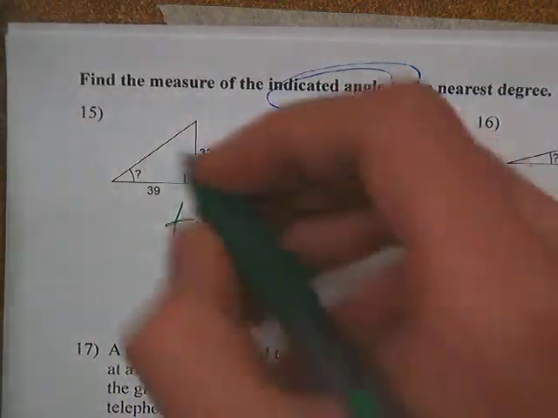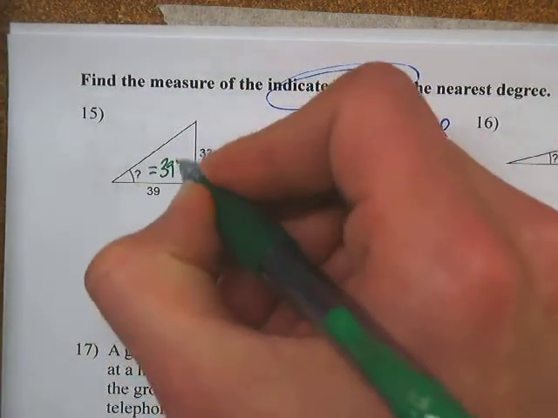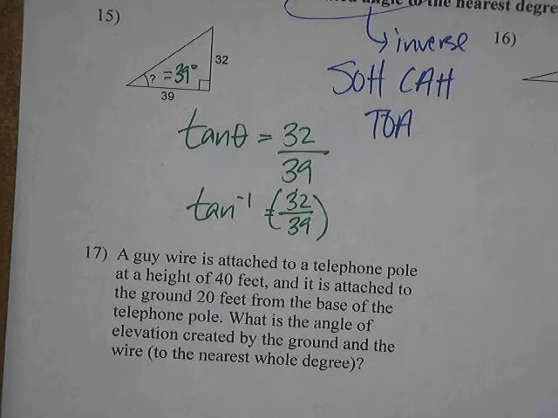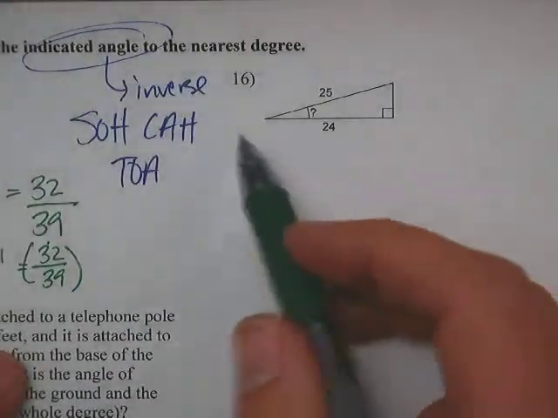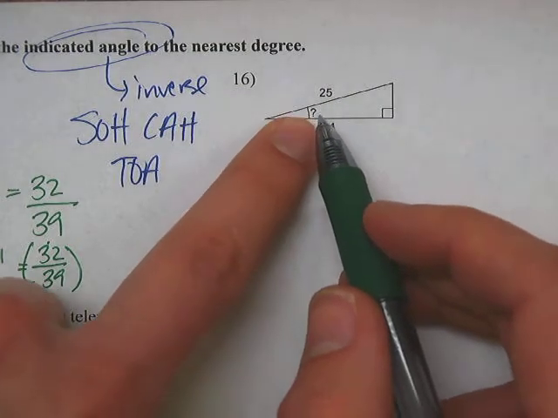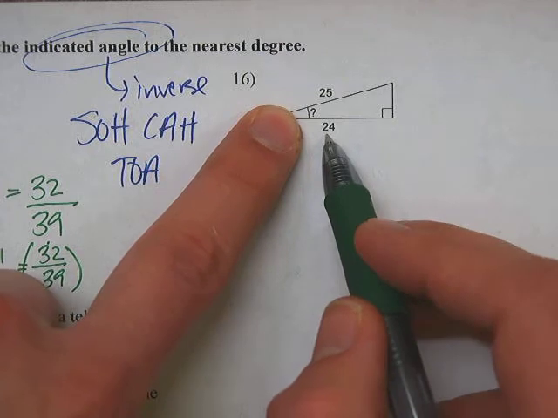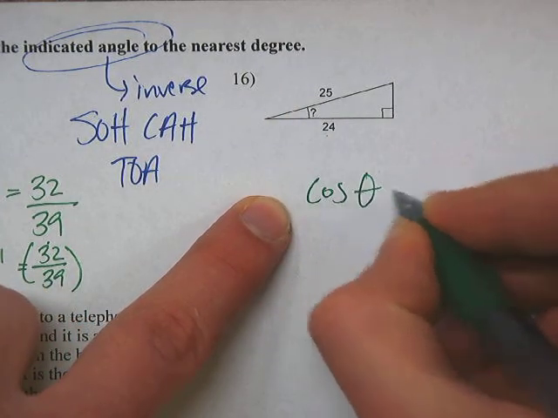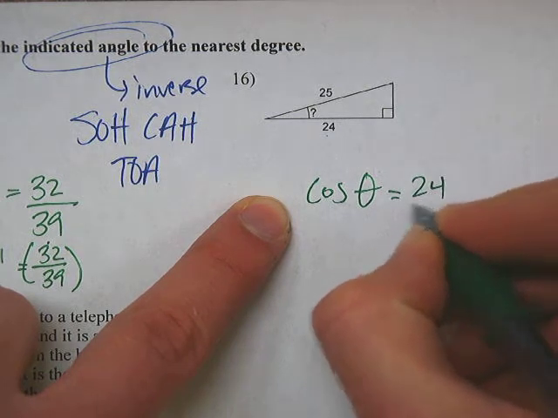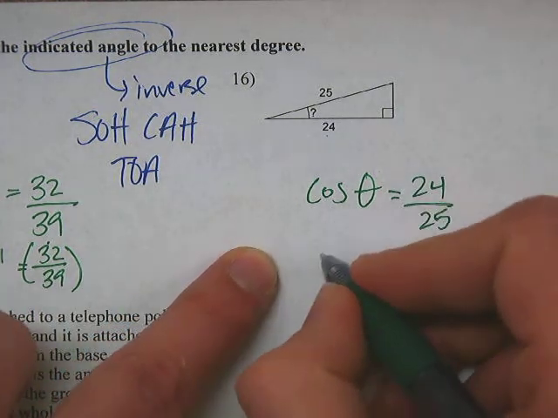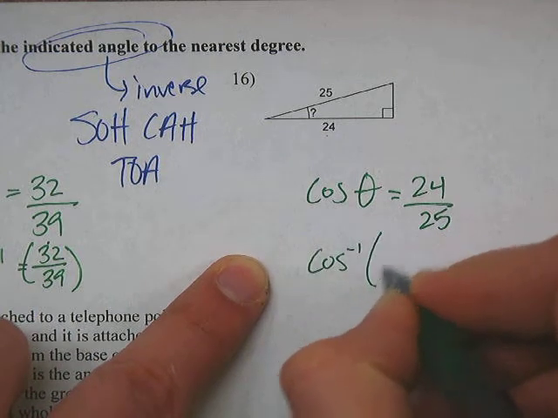Okay, so when we're typing that in, you hit second tangent, the ratio you're using. So second tangent, sorry I had video problems for just a second. So second tangent 32 divided by 39. So that angle is 39.36, so we'll just call it 39 degrees.